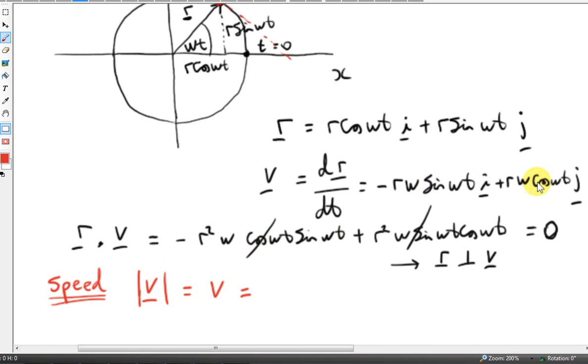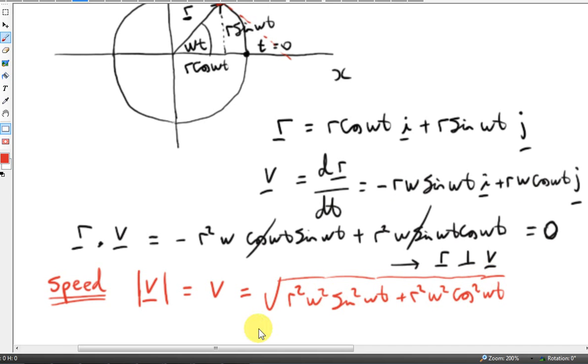So we want the magnitude of this vector, so we just use Pythagoras' theorem. We get the square root of the sum of the squares of the components. So we square this component. Well, that's going to give us r squared omega squared sine squared omega t. Then we square the other component. That's going to give us r squared omega squared cos squared omega t. Now we can factorize out the r squared omega squared. And then we're left with sine squared omega t plus cos squared omega t. Well, that's just 1. So the square root of r squared omega squared, that's just r omega.